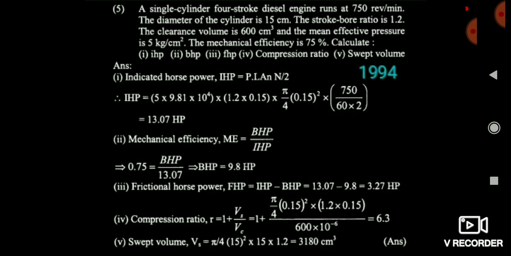Friends, after that it is asking for the swept volume. You should calculate the swept volume as pi by 4 into D square into L. That value you can get is 3180 centimeter cube. Friends, here it is written in centimeter cube, you can write it in meter cube also, no problem.